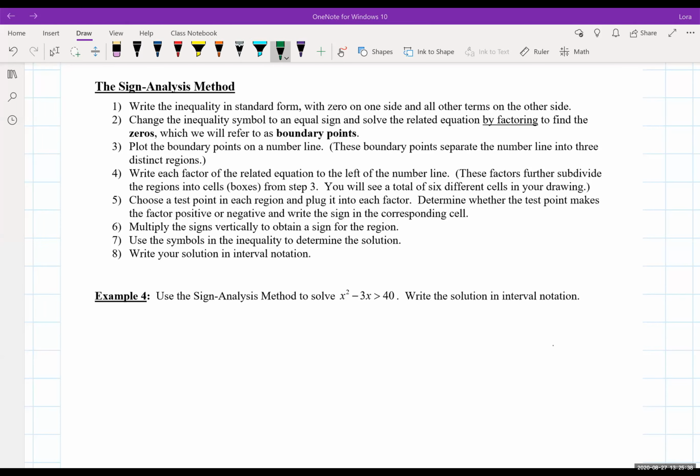Welcome back. We're going to take a look at the sign analysis method to help us solve quadratic inequalities. Please keep in mind that this is a lot different than solving linear inequalities or absolute value inequalities. There's really no shortcut. You want to make sure you go through the process so that you can determine where you have the appropriate regions for the solution.